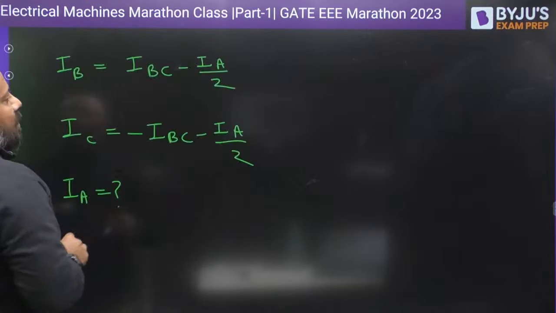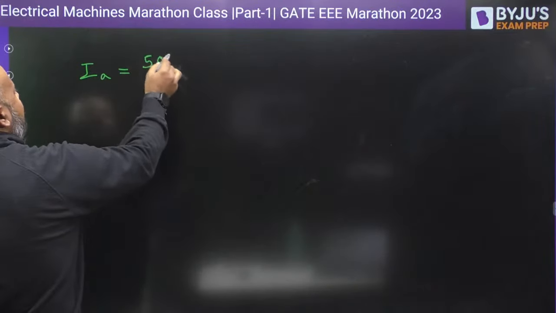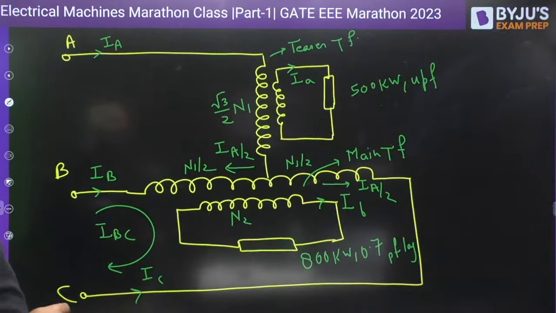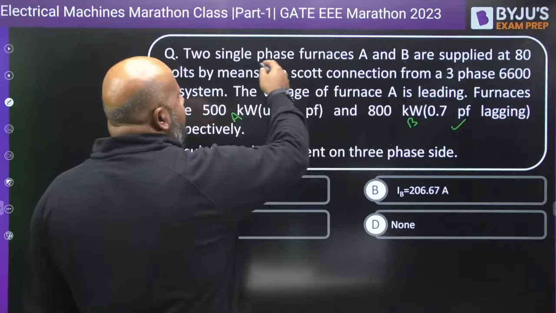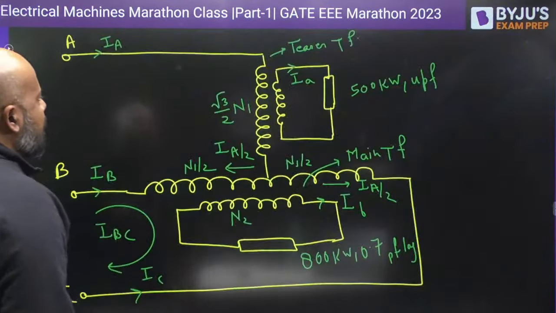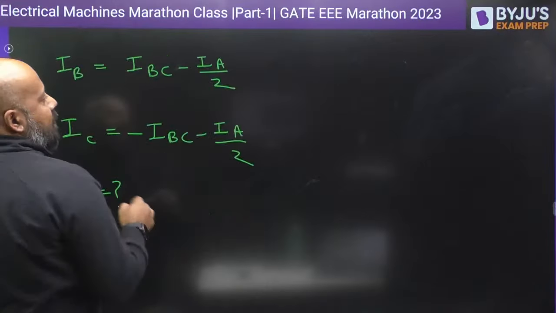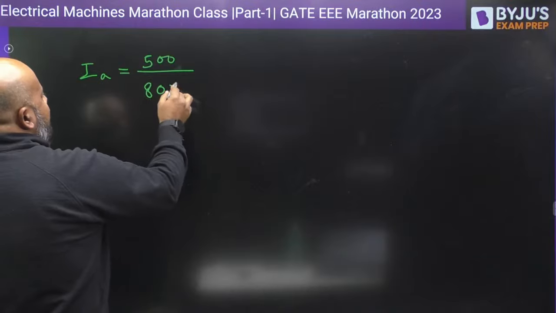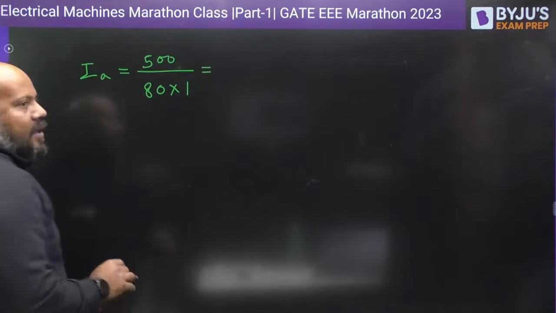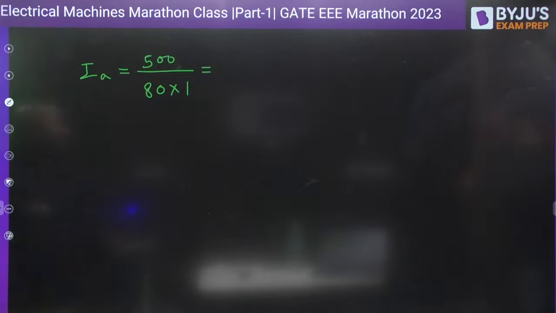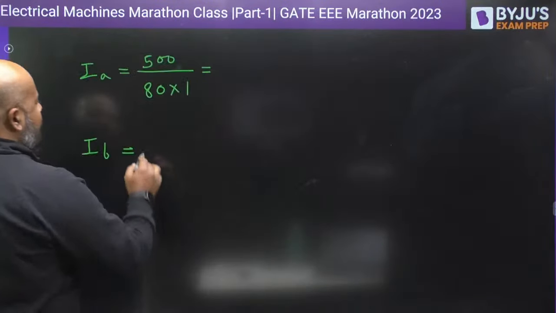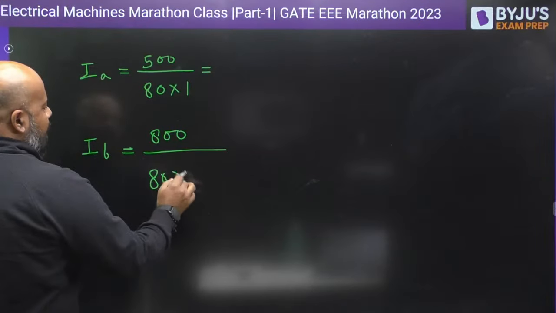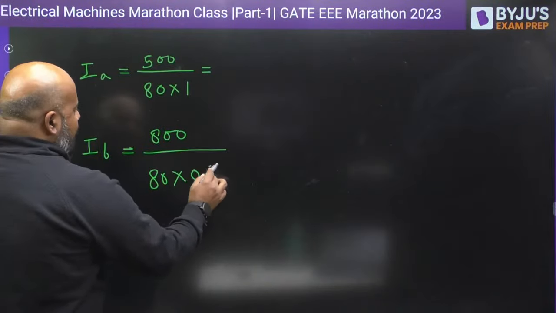So IA is going to be 500 kilowatt, unity power factor. And what is the voltage given? Voltage given is 80 volts. Furnace A and B are supplied at 80 volts. So it is 500 kilowatt divided by 80 and unity power factor. This is what you are getting, IA. And IB you can write with 800 kilowatts, the voltage is 80, and the power factor is 0.7. Just find these two values.